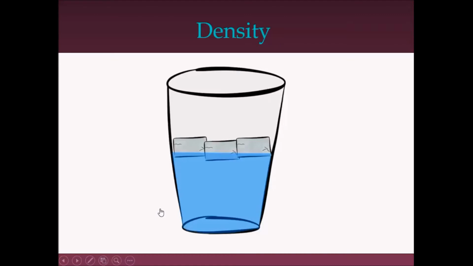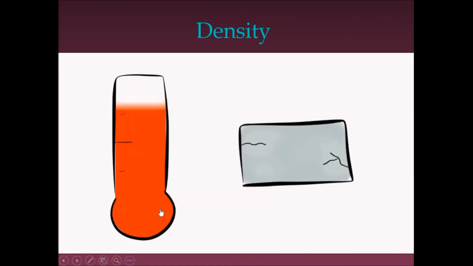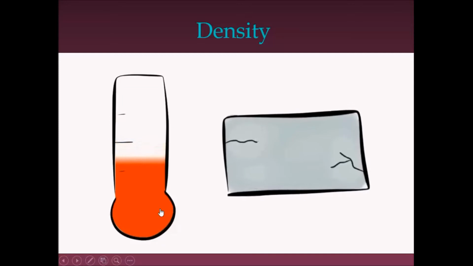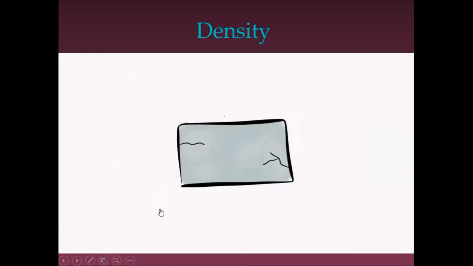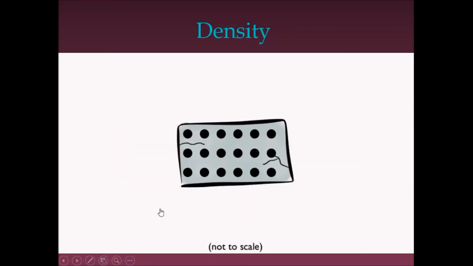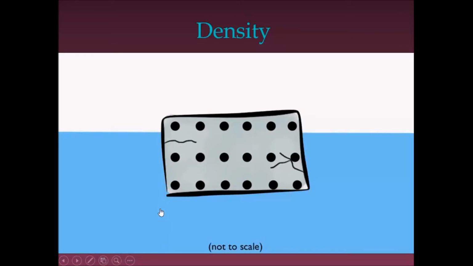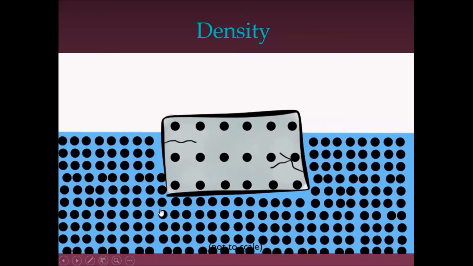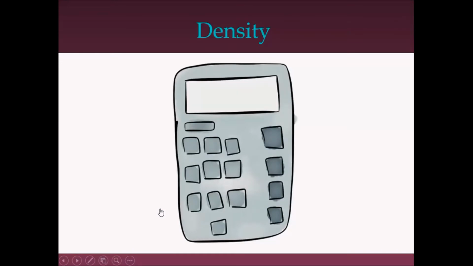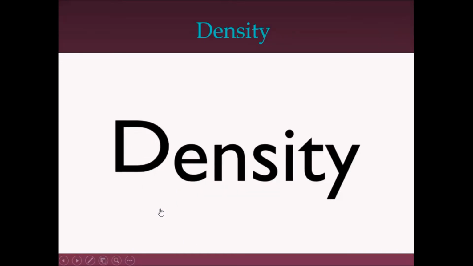Density also explains why ice floats. If you freeze water, it expands. Let's use the black dots to represent the atoms in water. When you freeze water, no new atoms are added to the water. So because of the expansion, there is more room between the atoms. Compared to the atoms in liquid water, the atoms in the ice are not as tightly packed together, causing the ice to float. So try calculating density for yourself. It's mass divided by volume.